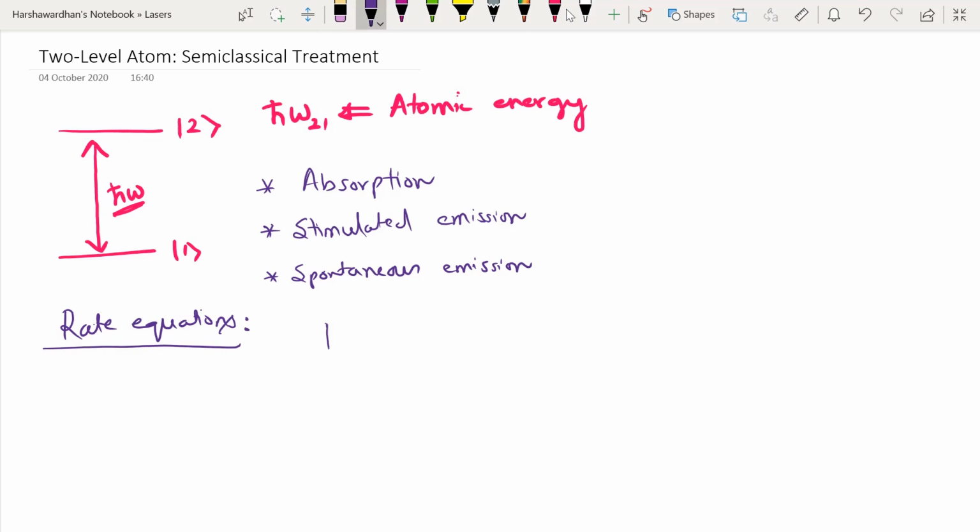Suppose I have N atoms per unit volume. Because I have made the two-level atom approximation, some of these atoms will have the electron in the ground state, and some of these atoms will have the electron in the excited state, and this is my total collection. I have this total constraint that N1 plus N2, that is the number of atoms in the ground state and the excited state, add up to the total number of atoms. So what I'm doing now is writing down the time dependence of these.